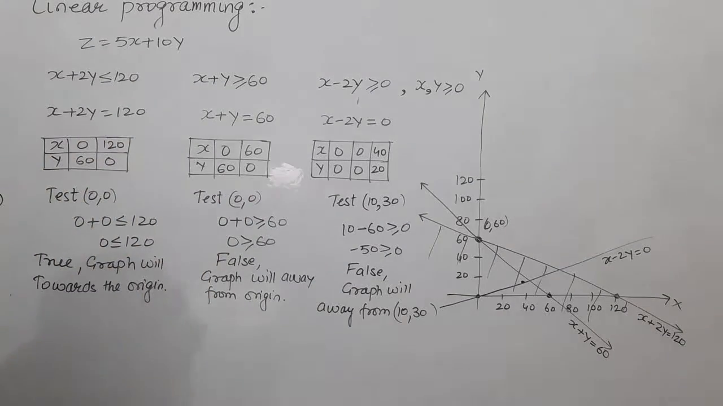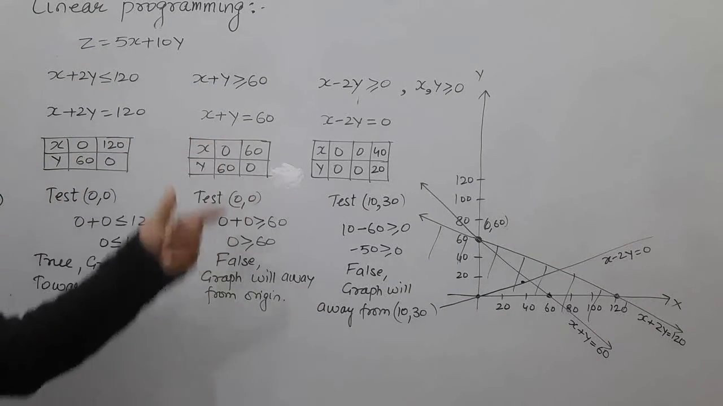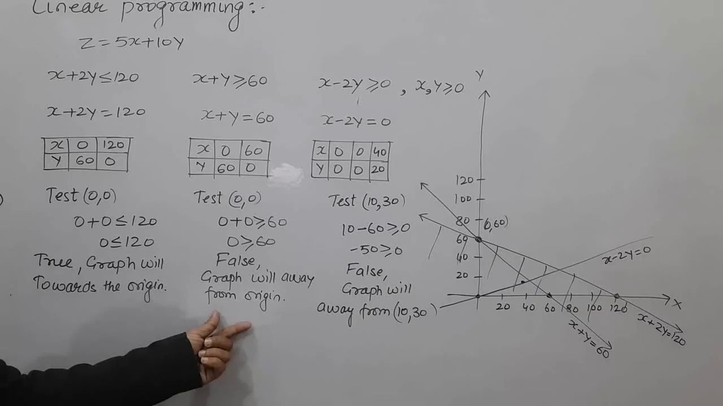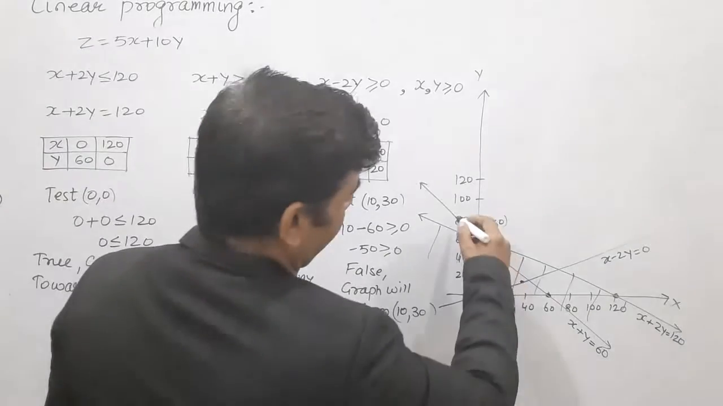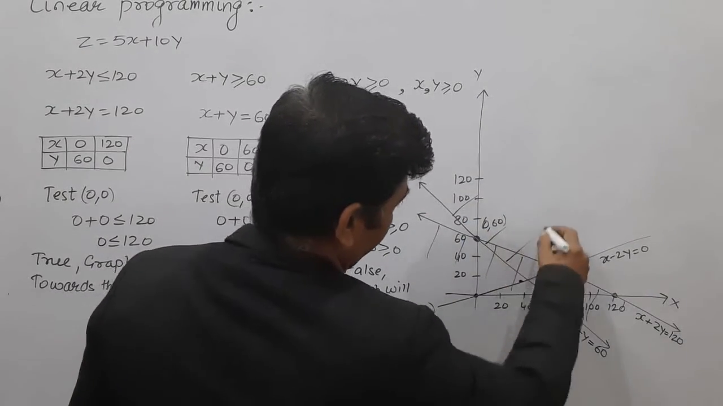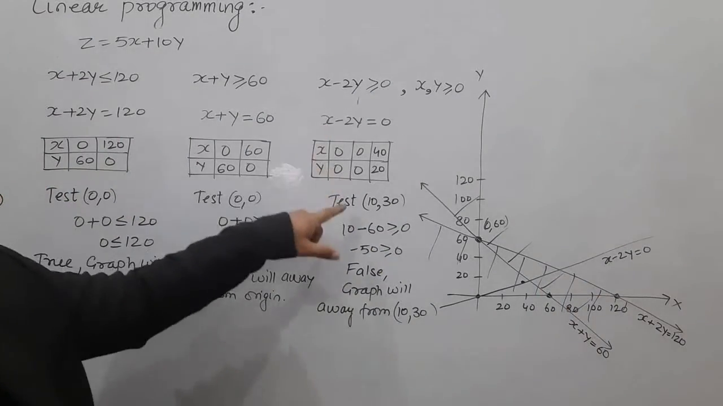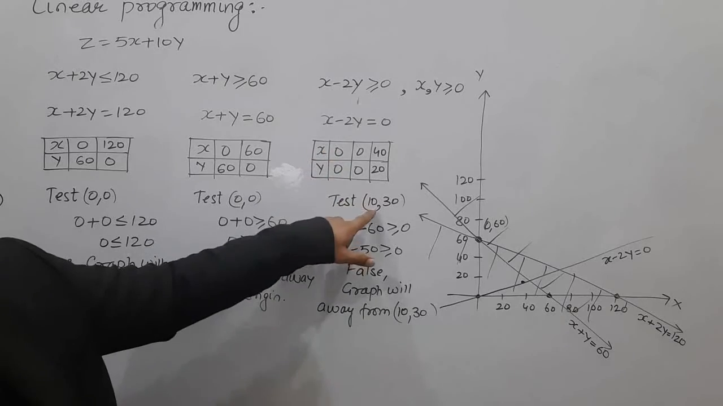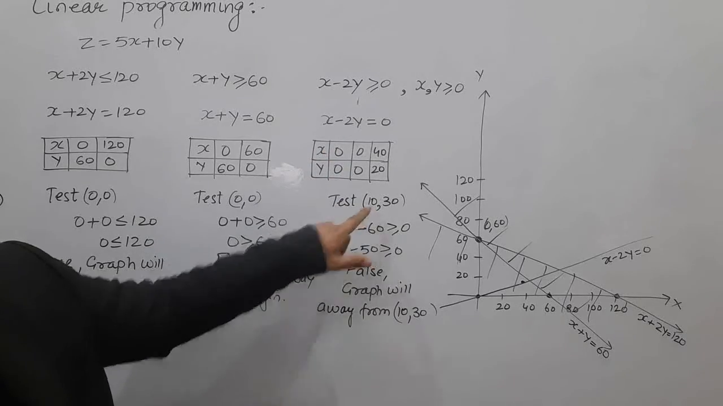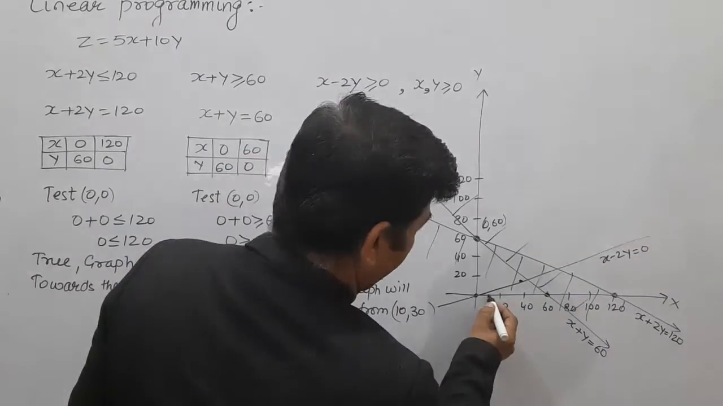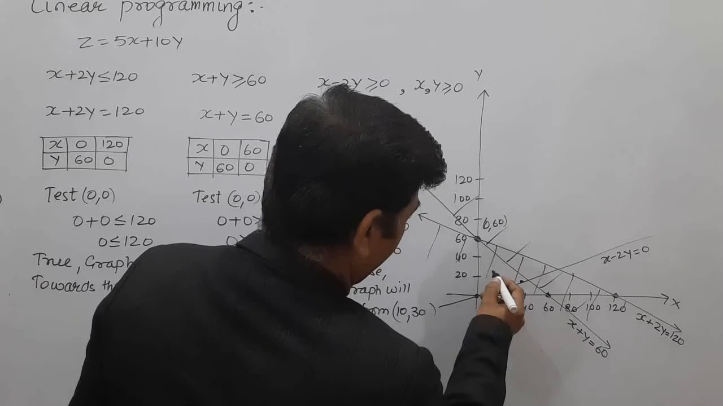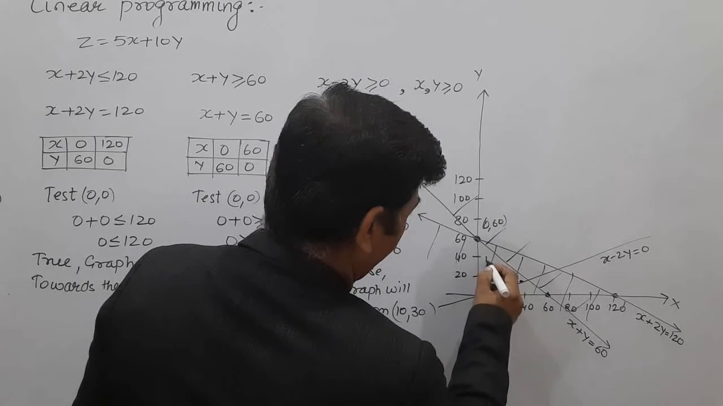This is towards origin. Second case, x plus y 60 is your false for your origin. ये origin के लिए false है, तो this is your away from origin, something like this. And for the last one, we have take this line. The test is taken for your 10,30, and 10,30 is your, this is 10 and 30 is your here. So this is point 10,30.